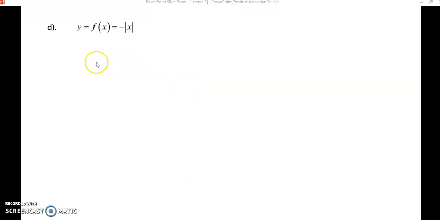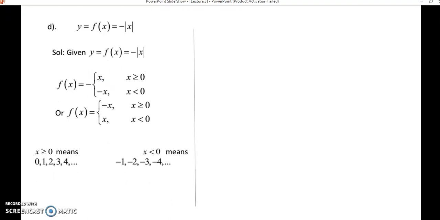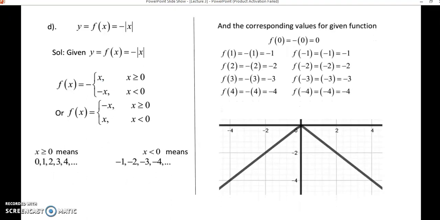The last part of question number 14, that is y equals f of x, which is equal to minus mod of x. I want you to solve this part on your own so that you can have an idea whether you are clear with the concept or not. After solving it, you can compare your answer with the solution I'm providing you, just to check that your concept is clear or not, right?